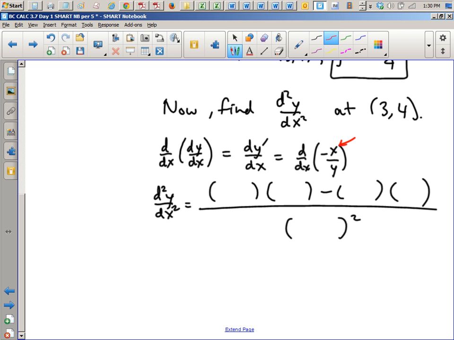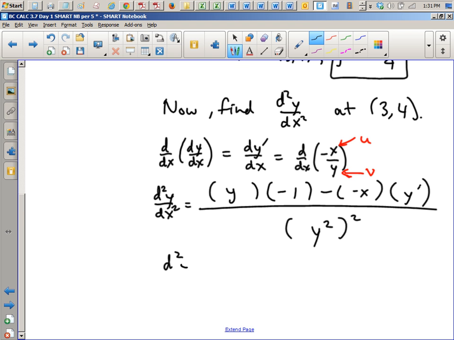This is like your u and your v. Okay, so we'll let u be negative x and v is our y down there. So we do low d high, so vu prime. Vu prime looks like this: y times negative 1, minus high d low, that's u v prime. So that's going to be negative x there and y prime here, all over y squared.